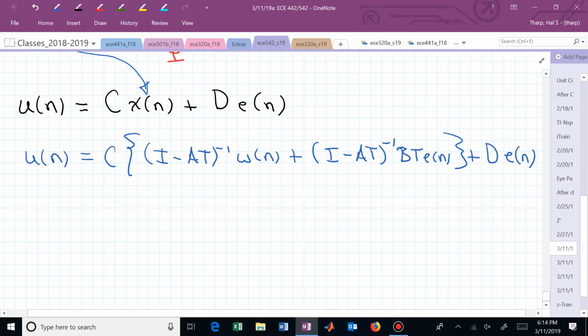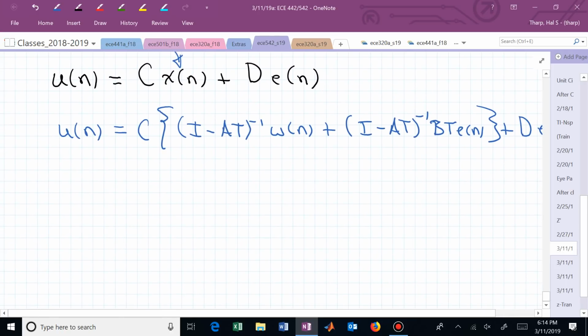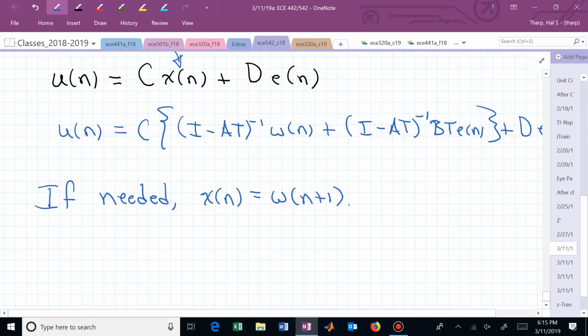Now you're number crunching and you're creating all these W's. Now you're going, well, I've got a W. I wanted to actually know what's my state, X, at various time samples. Well, we have a way of relating X to W. X at time n was just equal to W at n plus 1. If you need to know X, just compute W of n plus 1 and you have the state, the sampled version of the state. So if needed, X of n is now W of n plus 1.